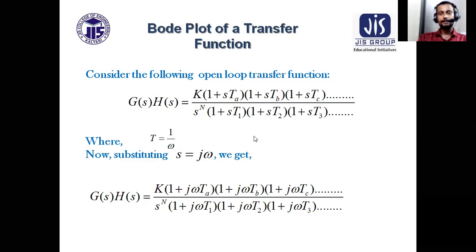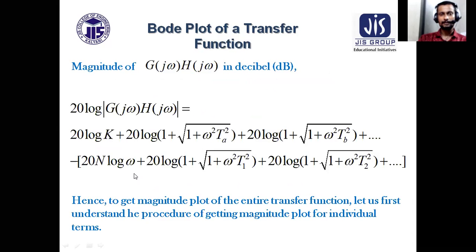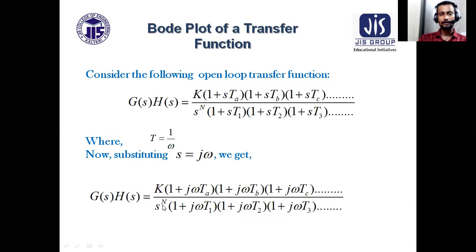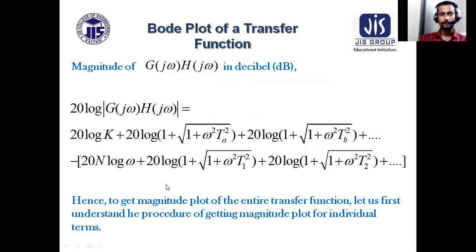Now let us consider an open loop transfer function G(s)H(s) equal to this. This is the general expression of a transfer function. Now here T is what? T is the time constant, which could be 1 by omega. Now substituting all this s by j omega, that is complex frequency, we could write G(s)H(s), or G(j omega)H(j omega), equals K into 1 plus j omega Ta, and so on. This is well known to everyone. This s to the power n also should be written as (j omega) whole to the power n.